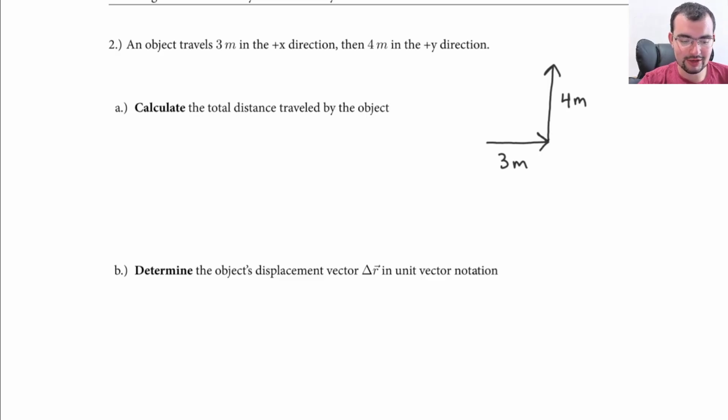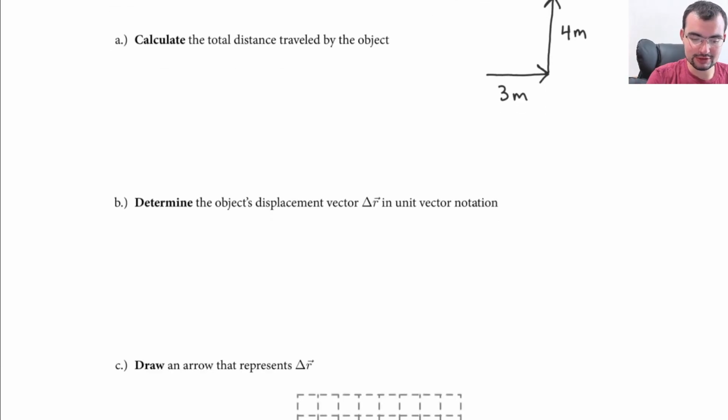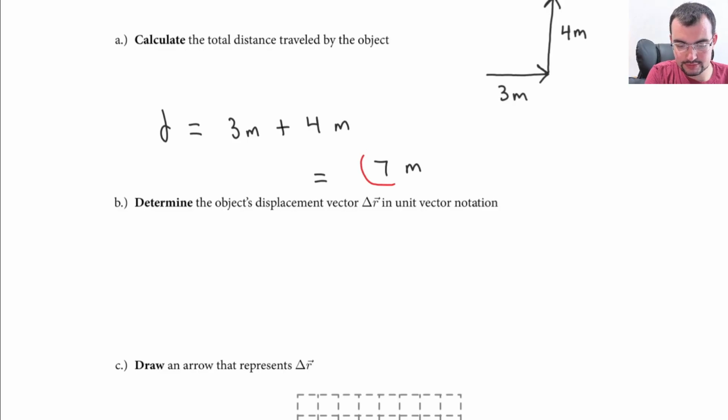And first, we want to calculate the total distance traveled by the object. So this is the step counter. Well, I went 3 meters, then 4 meters. So distance is just a scalar, meaning it is a number with just magnitude. There's no direction attached. It's literally your step counter. It doesn't tell you where you've gone, it just says how many steps you've taken. That's why we say distance is a scalar.